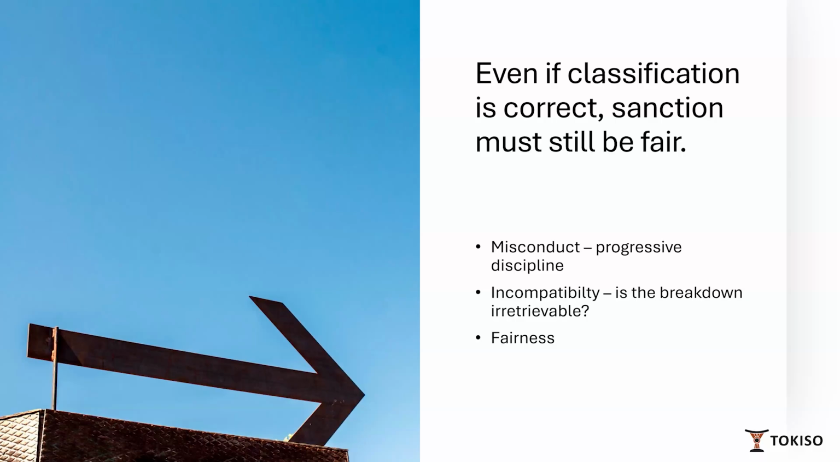With incompatibility, the sanction, the outcome, is the breakdown irretrievable? What was the cause of that disharmony, and does the evidence support it? And finally, fairness, once again, that golden thread of fairness through all our labour laws. What would be a fair outcome in this matter? And if it is a matter where the employer hasn't provided that support, as with Jabara and some of the other cases we've looked at, if they have not provided adequate support, the employer, it may be found that dismissal is unfair.